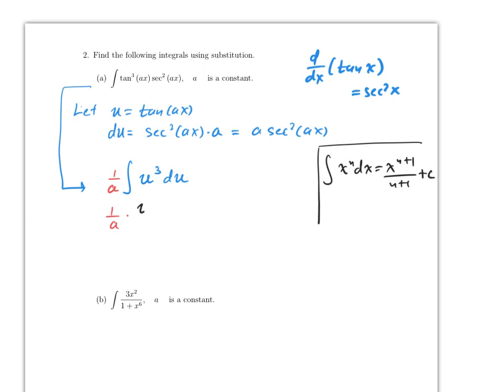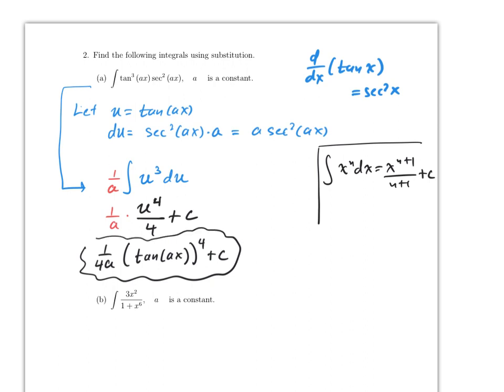So this should be u^4 over 4, since 3 plus 1 gives you 4, divided by 4 plus a constant. And then finally, just rewrite this in terms of x. U happens to be tangent of ax, so it will be tangent of ax, the whole thing to the 4th power, plus c.